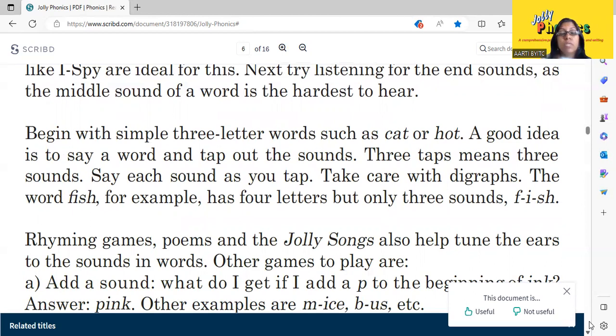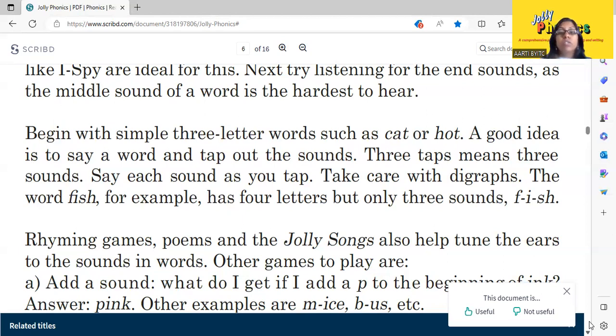A good idea is to say a word and tap out the sounds. Very important. So different sounds you can tap out. K, a, t. So you're tapping the sounds. When you're tapping the sounds, the tap will make you understand better. Saying it loud makes you understand better, to hear you, your auditory learning will be there. Three taps means three sounds. Very simple. So three taps are there. K, a, t. Very simple. So three taps, CVC word.